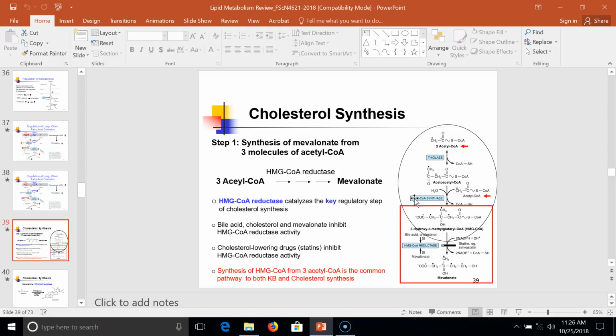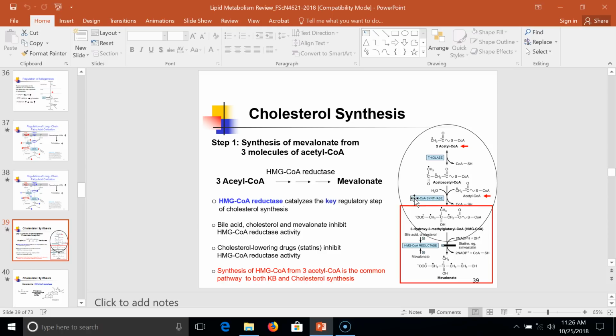45. What is the principal driver of ketone body synthesis? What is the main driver? Yes, free fatty acids. Fasting condition, free fatty acids. Free fatty acid levels increase during fasting in the circulation, and that is the main driver of ketogenesis.